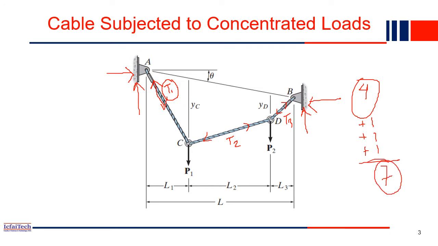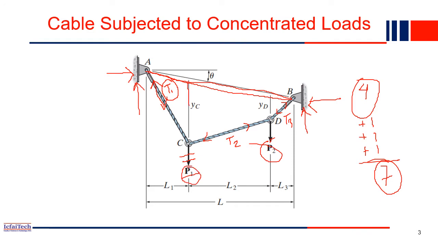And then two more extra unknowns. Before application of P1 and P2, the shape of the cable was a straight line, A to B, the shape of the cable was like that. But after application of loads P1 and P2, the shape of the cable has now changed.